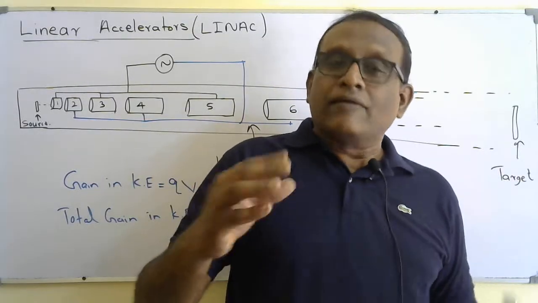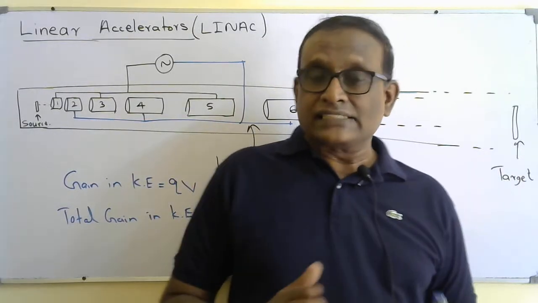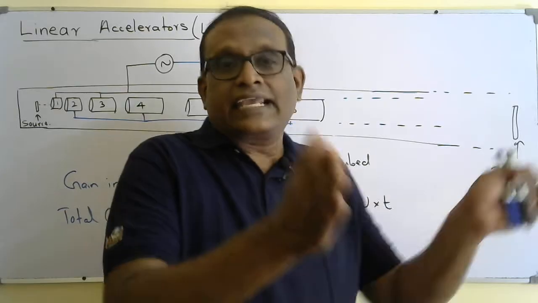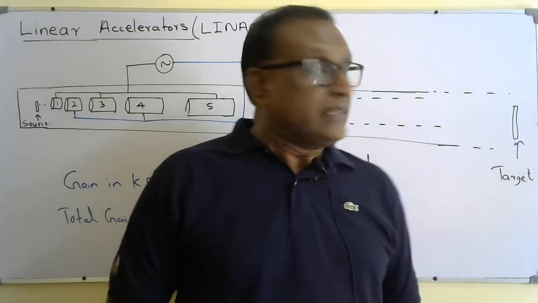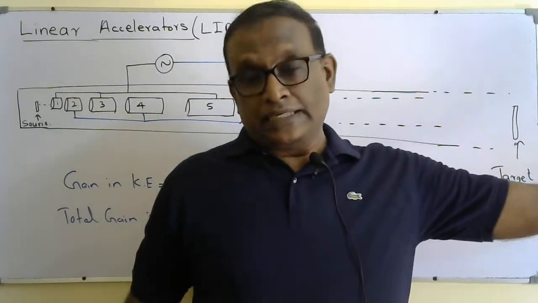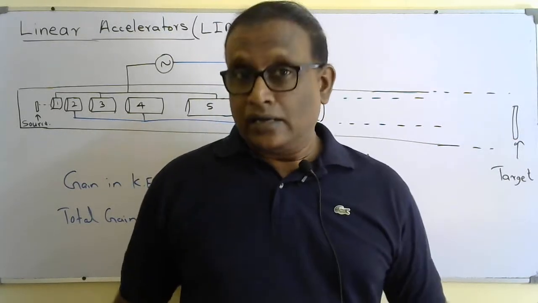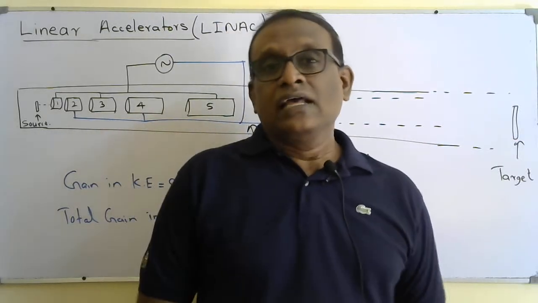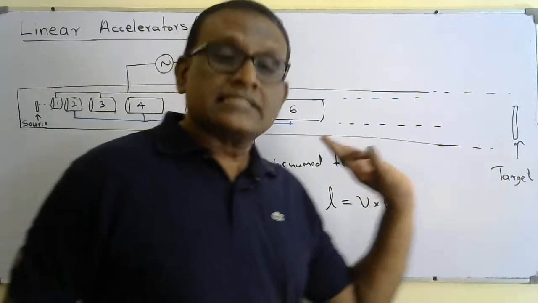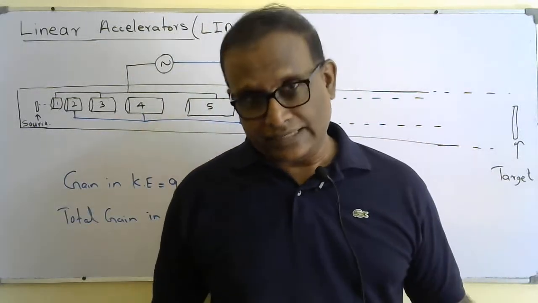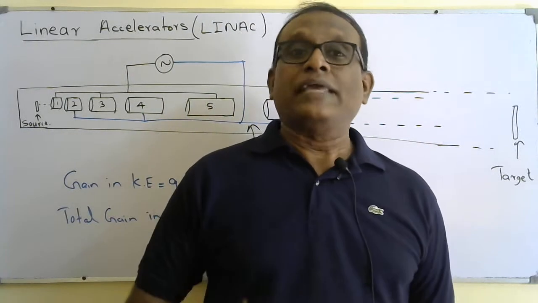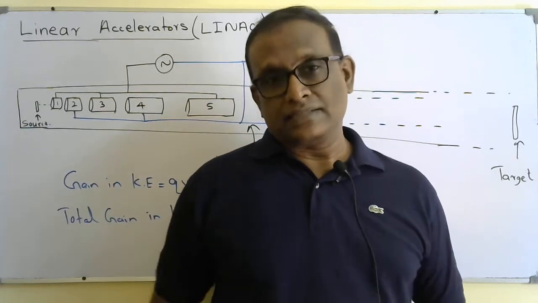So when they go, there will be an electrostatic repulsive force. There's a chance they can diverge and hit the walls of the tube. So when the length increases, it is more difficult to collimate the protons. Because of that, it has a limitation, and that is the drawback of the linear accelerator, because the energy cannot be increased beyond a certain value.